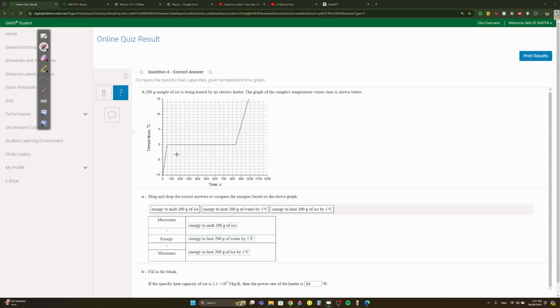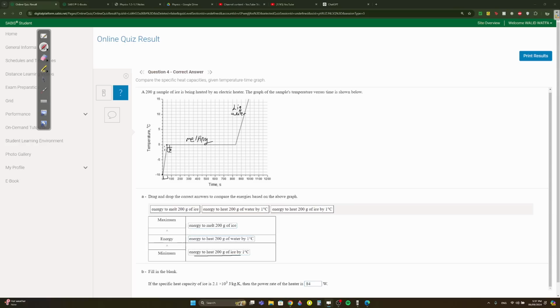Here's the way you can do it. You look at the graph, you see how much time it took. The thing that took the least amount of time took the least amount of energy, right? So here, the thing that took the least amount of time is heating ice. It starts at ice, heating ice from negative 10 or whatever. It's still ice over here. Here it's melting. And here it's actually liquid water. You're heating liquid water. So which one took the least amount of time? It's heating ice, right? So the minimum one is heating ice.